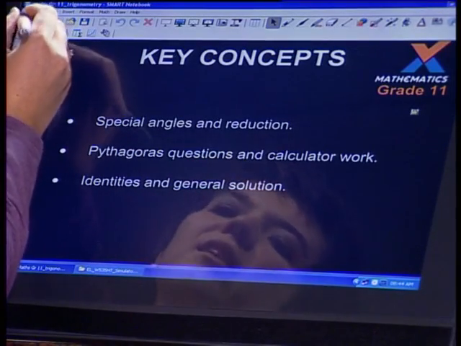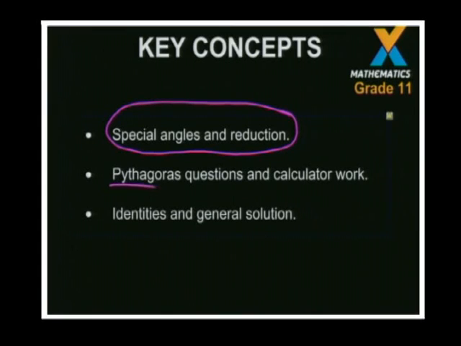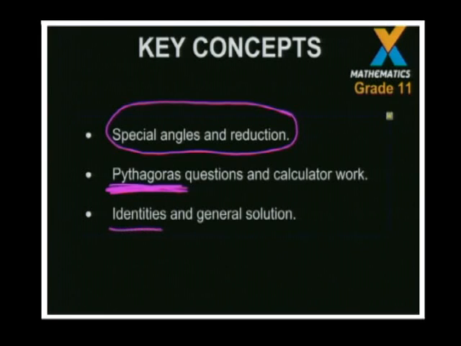We basically get three kinds of questions in trig. We get questions where they ask you to simplify, and when you have to simplify trigonometry, usually you will use special angles and reduction formula to do that. Then your second kind of question, Pythagoras questions. They love asking Pythagoras questions. Here they normally want you to construct your own diagram and from the diagram simplify the trigonometry. Then the third kind of question, identities, and the fourth one, general solution. And we will be looking at all four of these kinds of sums.